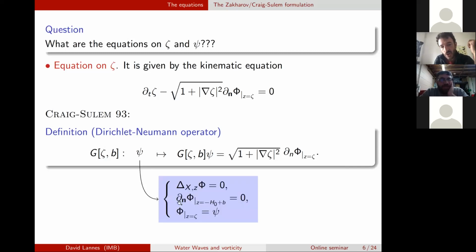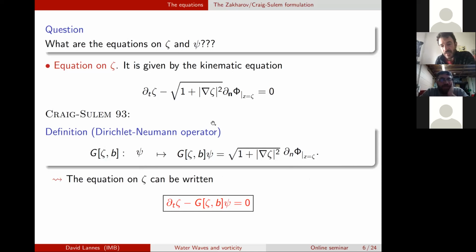You solve the velocity potential with boundary condition psi at the surface, and then you associate the normal derivative of the velocity potential. Okay, so this is a well-defined mapping, and this quantity you just denote G of psi. So this is a Dirichlet-Neumann operator associated to the domain. And so the first equation can be written simply in terms of zeta and psi by using this Dirichlet-Neumann operator. So dt zeta minus G of zeta b of psi is equal to 0.